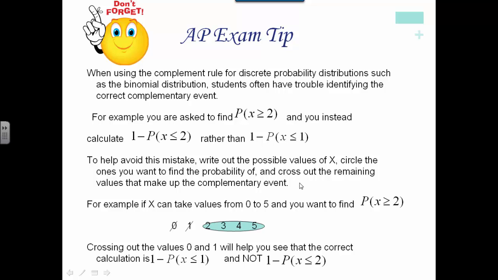To help avoid the mistake, write out the possible values of x, circle the ones you want to find the probability of, and cross out the remaining values that make up the complementary event. For example, if x can take five values from 0 to 5, and you want to find the probability x is greater than or equal to 2, cross out 0 and 1. Crossing out 0 and 1 will help you see the correct calculation is 1 minus the probability x is less than or equal to 1, and not the probability x is less than or equal to 2.